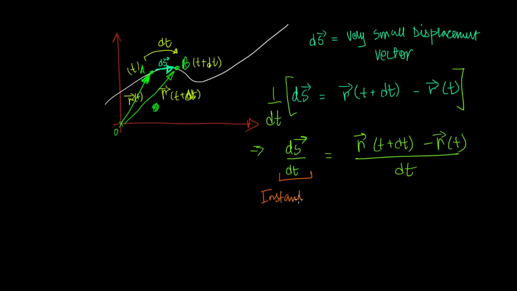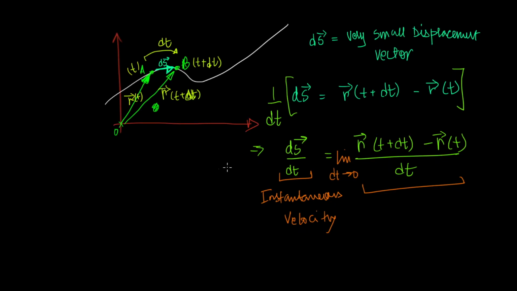instantaneous velocity. So that's what we have been looking for so far, a velocity that closely resembles the motion of the particle. And this is the formula for finding out instantaneous velocity. And if you look at the limit in which we evaluate this side of the equation, the limit is that dt goes to 0. dt is very, very small.